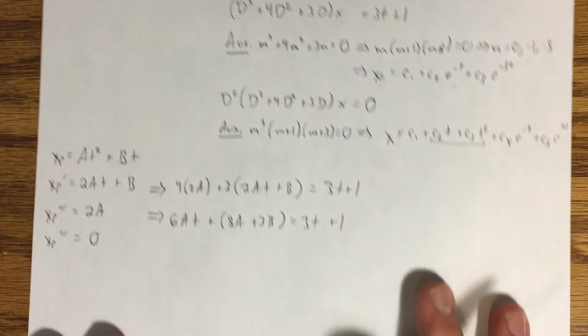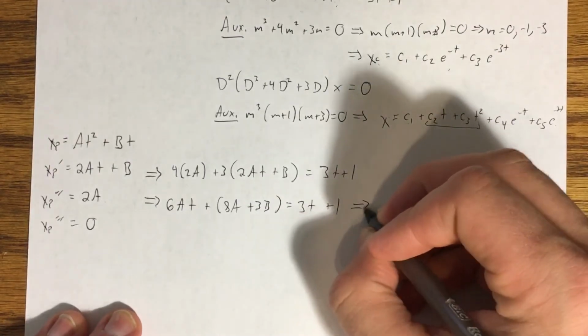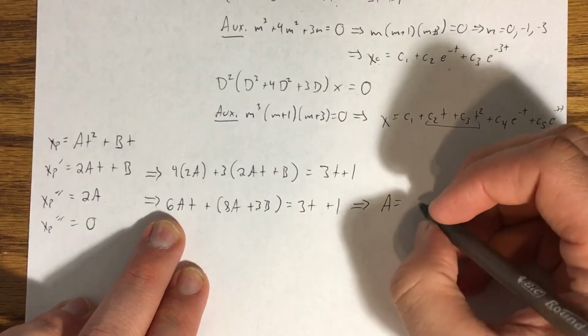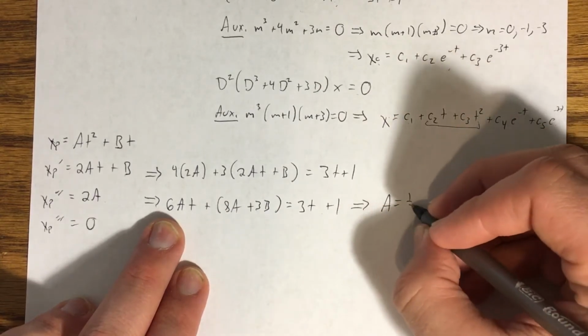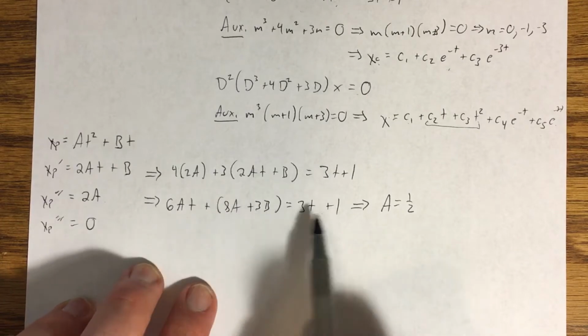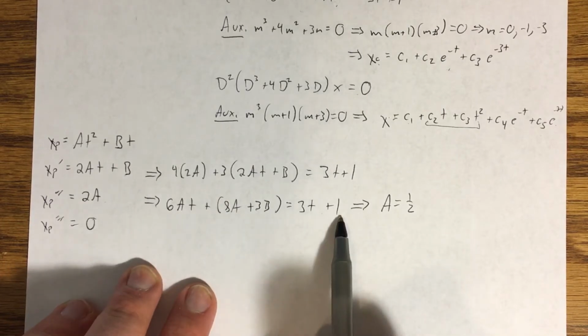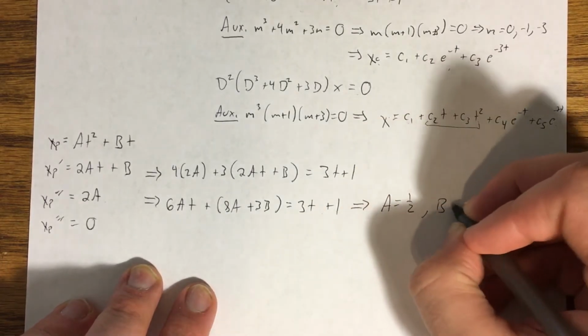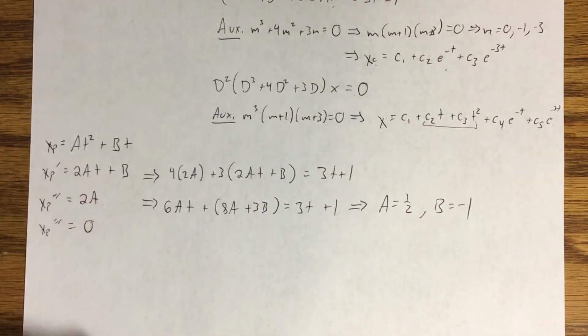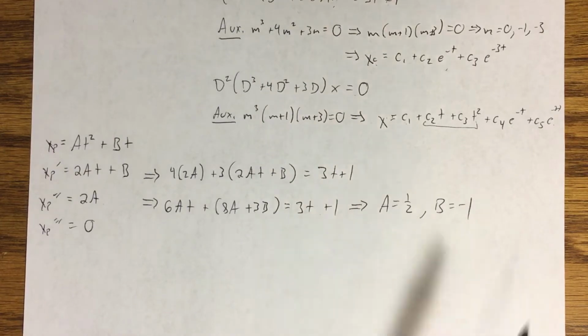Equate coefficients, right? So this means 6a is equal to 3, which means a equals 1/2. Substitute that in for the a here. I get 4 plus 3b, and that should equal 1. Solving for b, that'll give me b equals -1. Okay? So my particular solution is given by these coefficients right here.